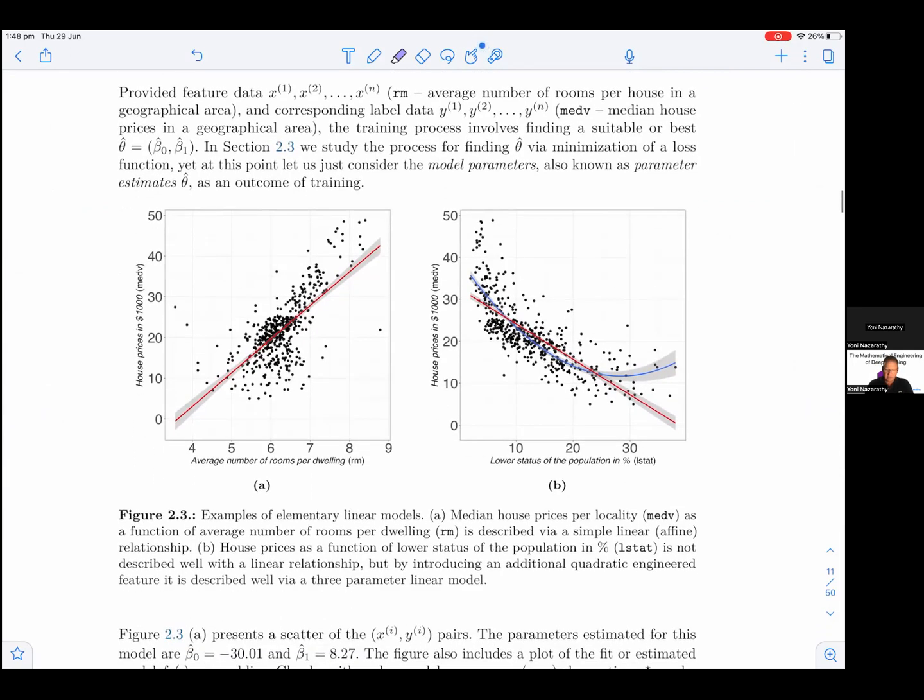Provided feature data x1 through xn, and that is Rm, the average number of rooms per house in a geographical area, and corresponding label data, that's y1 through yn, that's medv, that's the median house prices in a geographical area. The training process involves finding a suitable or best theta hat, which is beta 0 hat and beta 1 hat. In section 2.3, we study the process for finding theta hat via minimization of a loss function. Yet at this point, let us just consider the model parameters, also known as parameter estimates theta hat, as an outcome of training.